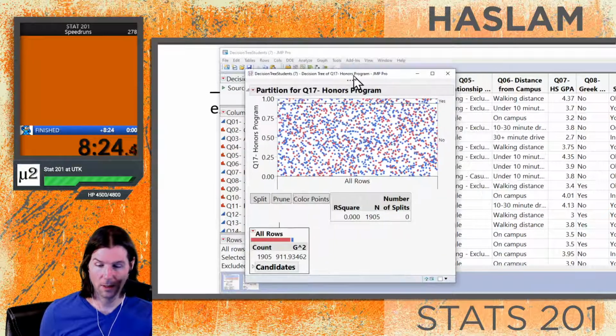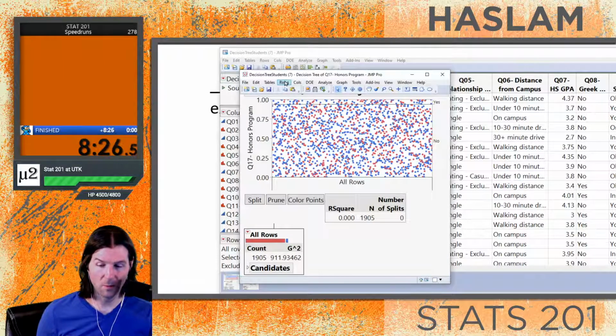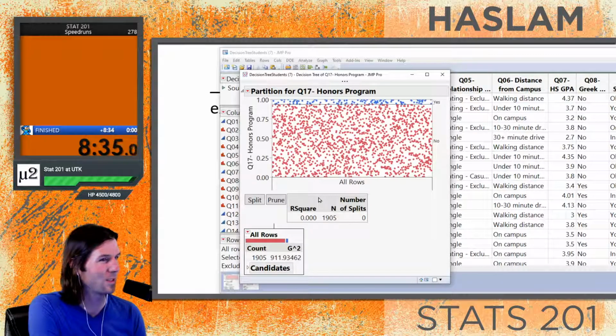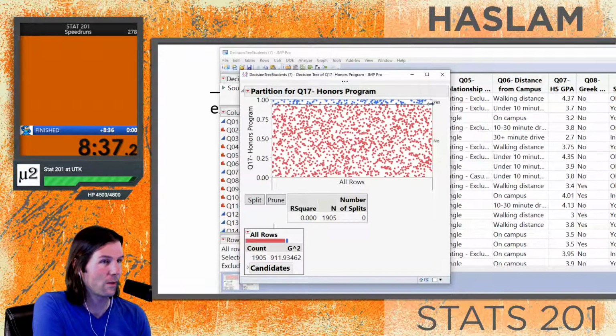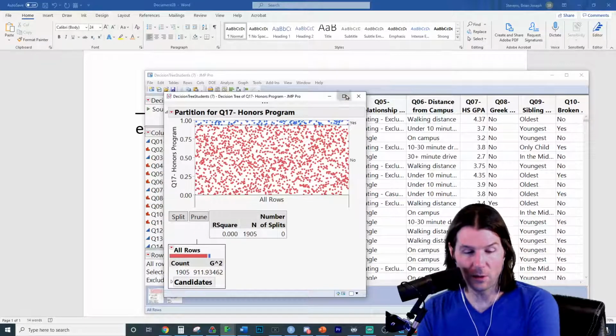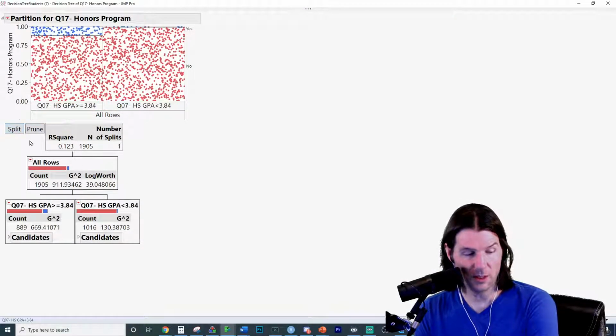And here we are. We can actually remove the color on the points. And let's go to rows and clear row states because this is a quantitative. Oh, we are predicting honors program. So we should recolor the points here. So you can see the honors students are up here and the non-honors students are down here. I'm going to go away from the speedrun screen for a second. We'll be right back to it. But I need the full screen to show this. And let's split the tree.